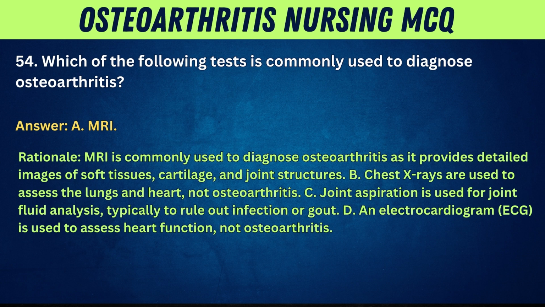Rationale: MRI is commonly used to diagnose osteoarthritis as it provides detailed images of soft tissues, cartilage, and joint structures. B. Chest X-rays are used to assess the lungs and heart, not osteoarthritis. C. Joint aspiration is used for joint fluid analysis, typically to rule out infection or gout. D. An electrocardiogram, ECG, is used to assess heart function, not osteoarthritis.